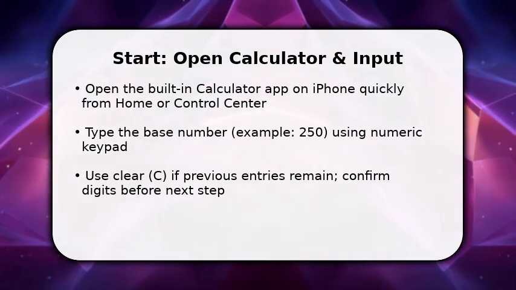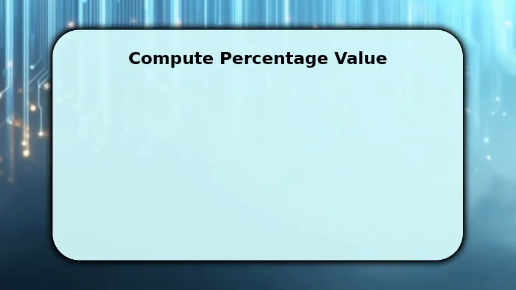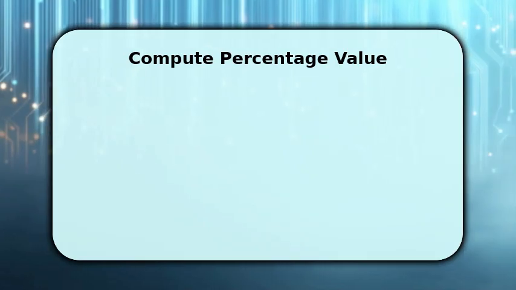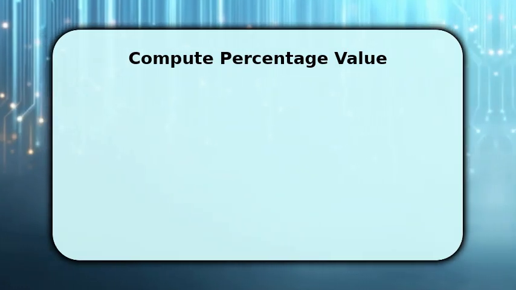You now enter the percentage itself. Type 15 for 15%. Then tap the percent key %. This converts the 15 into 0.15 relative to your base.